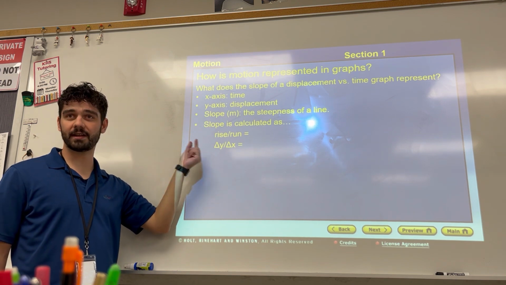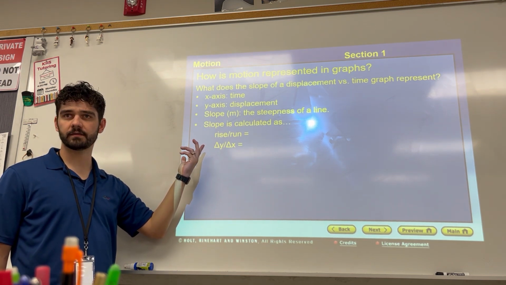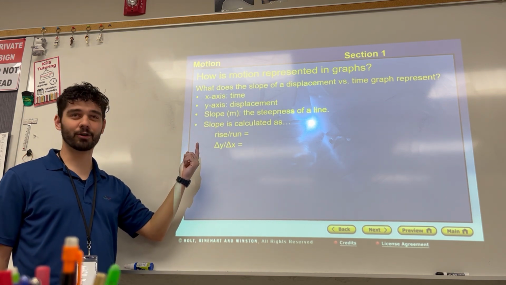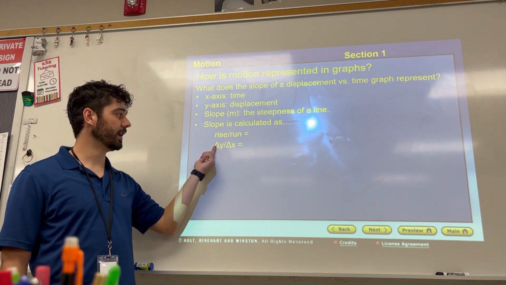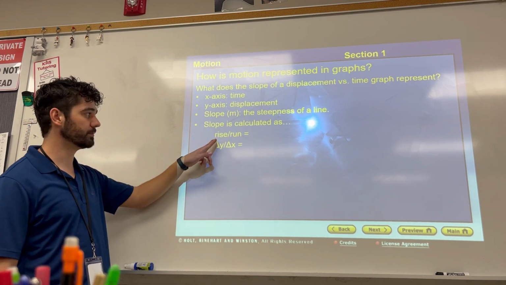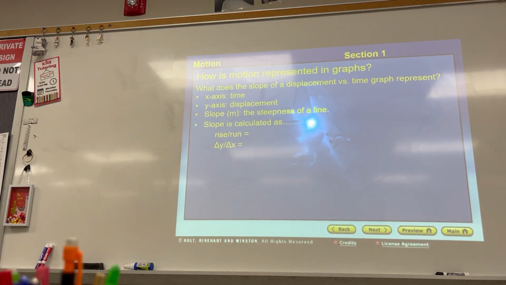What does delta mean in math world? Anyone know? No. In math world, delta means change. So this is the change in the y-axis divided by the change in the x-axis, which is my rise over my run. Okay? Different ways of saying it.